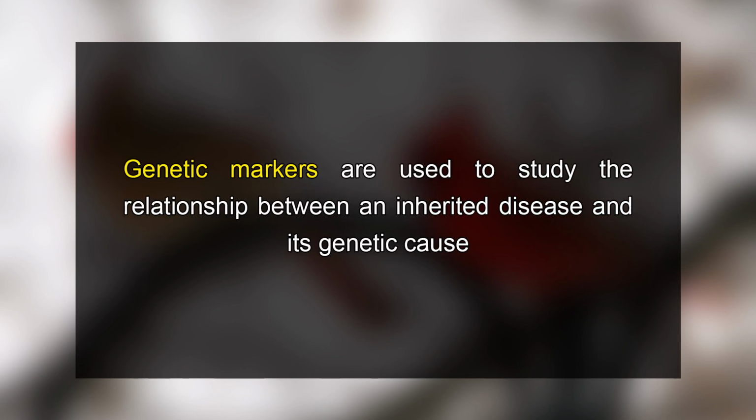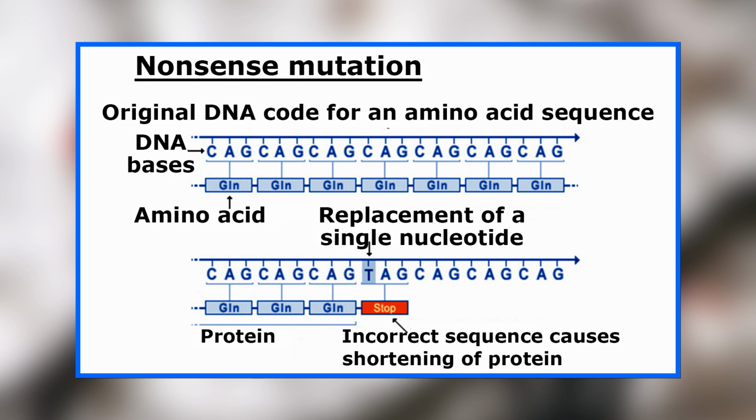Dear students, let's understand the uses of genetic markers. Genetic markers can be used to study the relationship between an inherited disease and its genetic cause, for example, a particular mutation of a gene that results in a defective protein. It is known that pieces of DNA that lie near each other on a chromosome tend to be inherited together. This property enables the use of a marker, which can then be used to determine the precise inheritance pattern of the gene that has not yet been exactly localized.